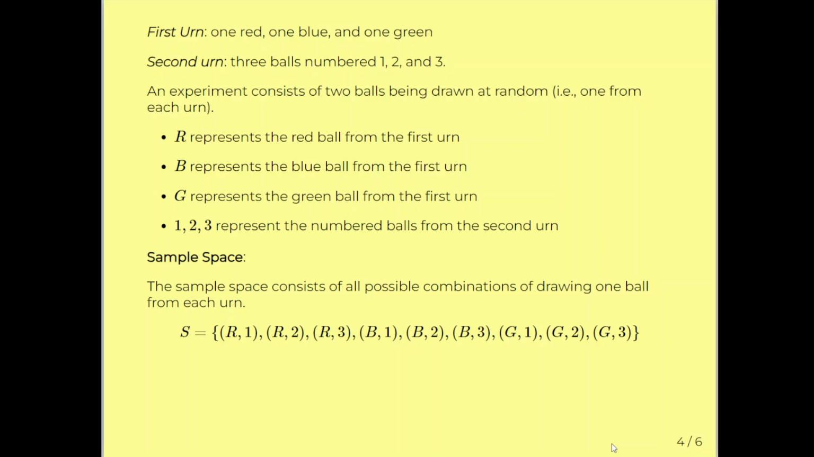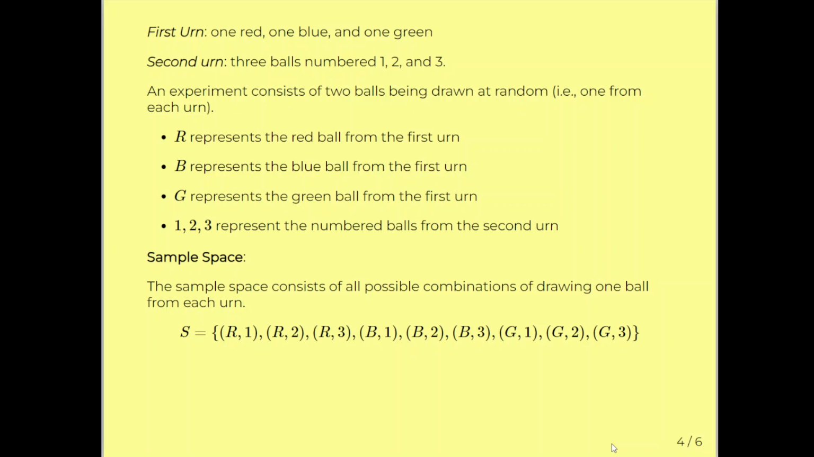So anyway, R represents the red ball from the first urn. These represent all the possible outcomes. B represents the blue ball from the first urn, and G represents the green ball from the first urn. And 1, 2 and 3 is straightforward enough, the numbered balls from the second urn. So the sample space consists of all possible combinations of drawing 1 ball from each urn.